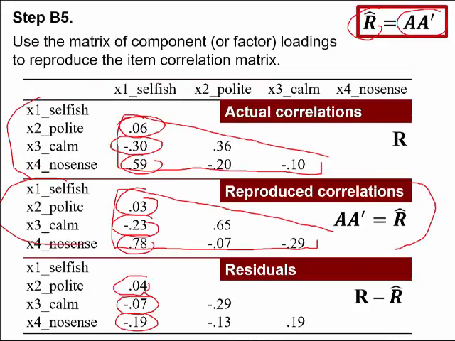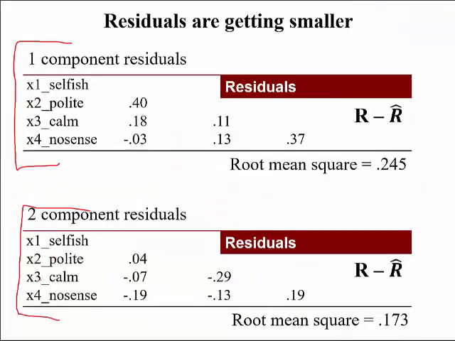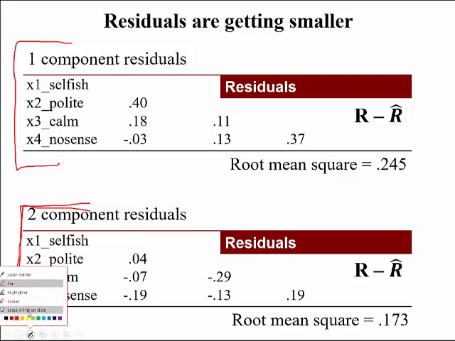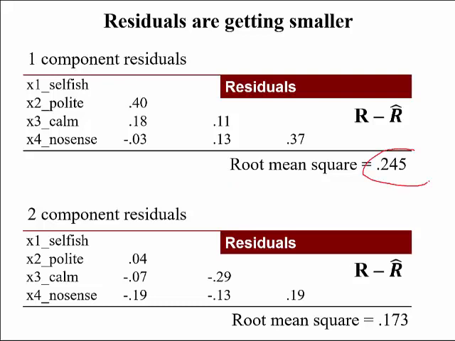On this slide right here, this very bottom residuals table is the table of residuals we just looked at when we tried to reproduce the correlation matrix using both factor score A and factor score B. And what will always happen is that your residuals when you have just one factor or one component will be larger than the residuals when I have two or more components. So I now have both factor score A and factor score B, and my residuals went down from an average of 0.245 to an average of 0.173. So my residuals are getting smaller.